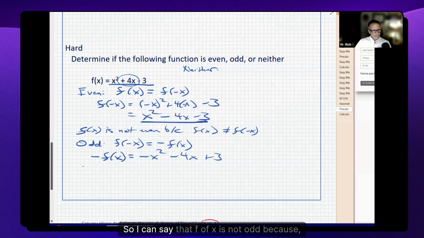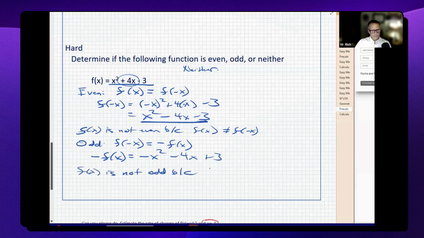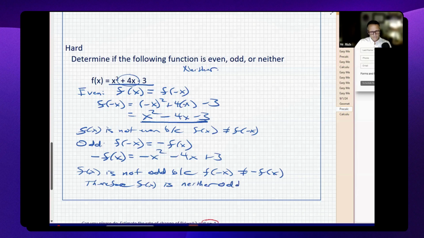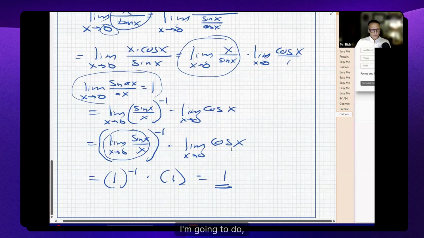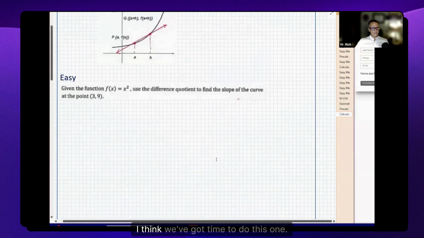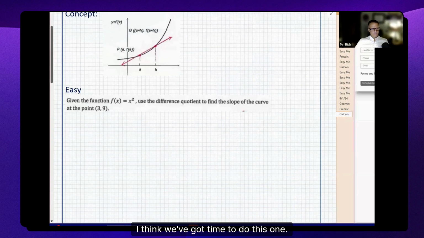So I can say that f of x is not odd because f of negative x is not equal to negative f of x. And so therefore, my conclusion, my final answer here: f of x is neither odd nor even. There we go. I'm going to do another calculus problem, and I think we've got time to do this one.